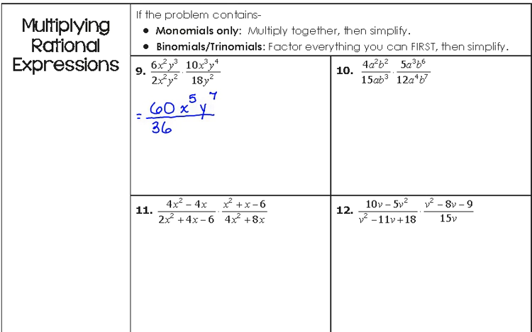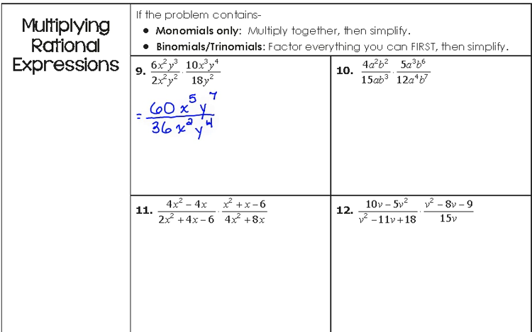Okay, in the denominator, 2 times 18 is 36. X squared, we don't have an x squared in the other denominator, so we just bring it down. And y squared times y squared is y to the 4th. So we multiplied, now we've got to simplify. So we want to simplify 60 over 36.